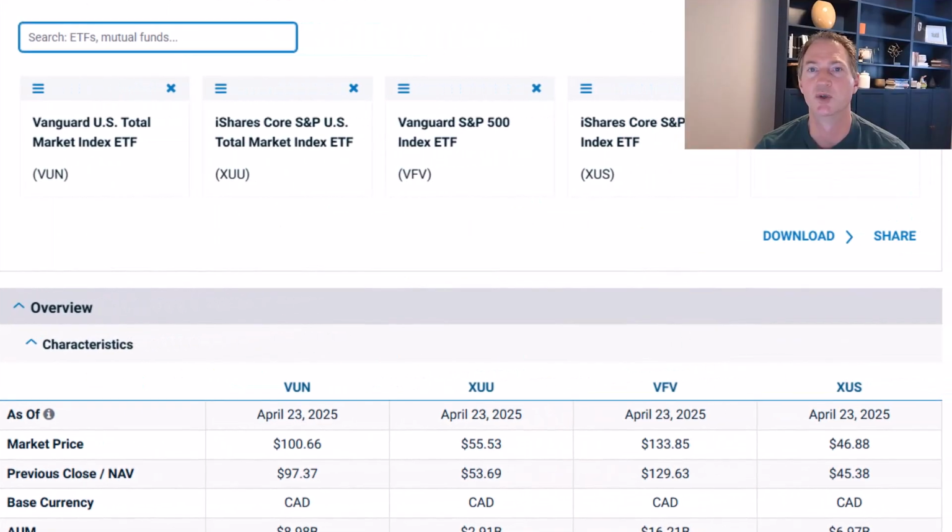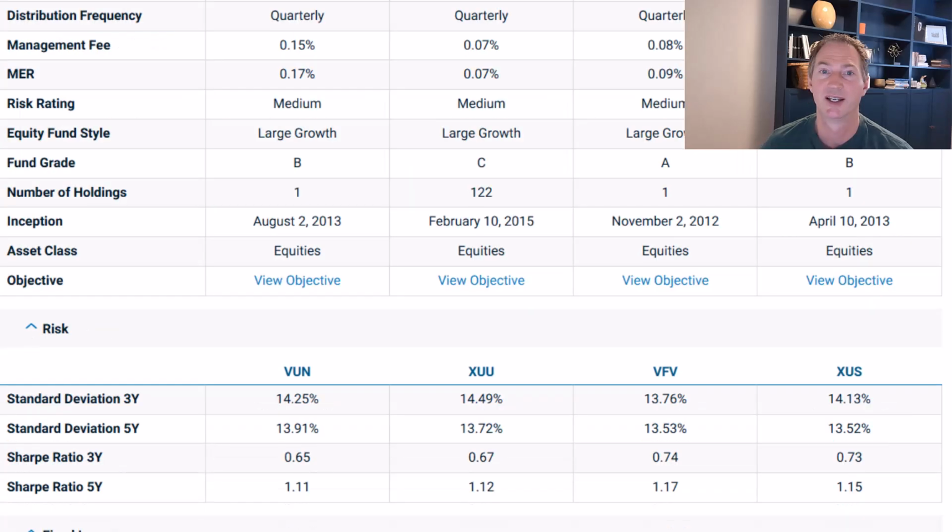So I'm just going to use BMO's comparison tool again. If you've watched my videos, you know I love this site. I've got the Canadian versions of the total market and the S&P 500, VUN, XUU, VFV, and XUS here. You can see here under the number of holdings again, there's actually only one holding for 3 of these 4. The exception is XUU. It says 122, and I'll talk about that in a second.